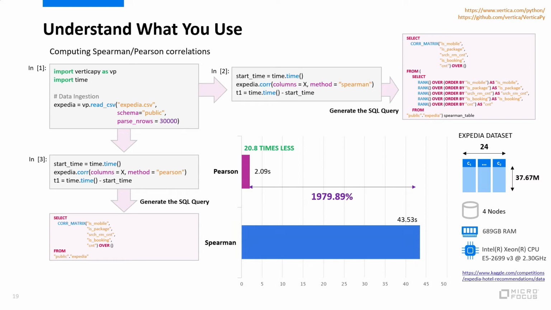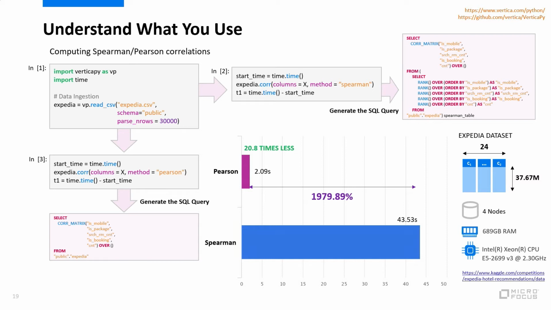Understanding what you use means that when you use a technique, try to see what it will do behind the scenes, the mathematical knowledge you're using. For example, I'm using Pearson and Spearman here. And we can see that Spearman is taking, for this example, 21 times more than Pearson. Sometimes you will have exactly the same execution time because you're working with a very small data set, but with a very heavy data set, you will see that this gap will become wider and wider.